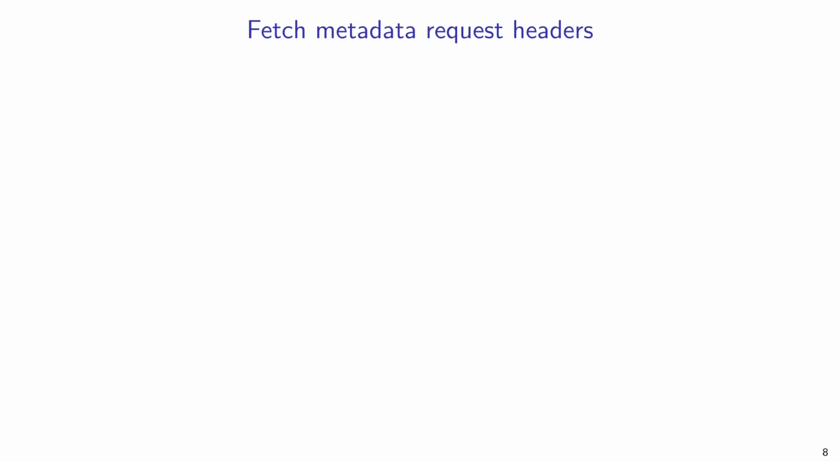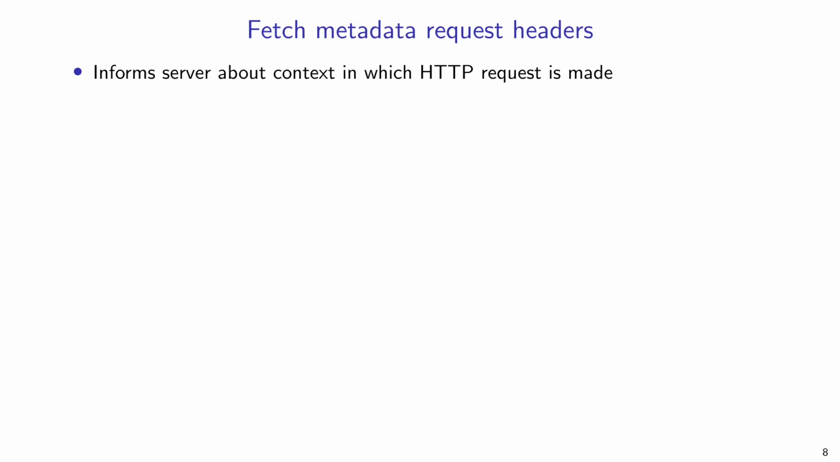The fetch metadata request headers is a quite new browser security feature which informs the server about the context in which an HTTP request is made. The idea here is similar to the Referer header validation, but this is a much more reliable method for blocking cross-site requests.